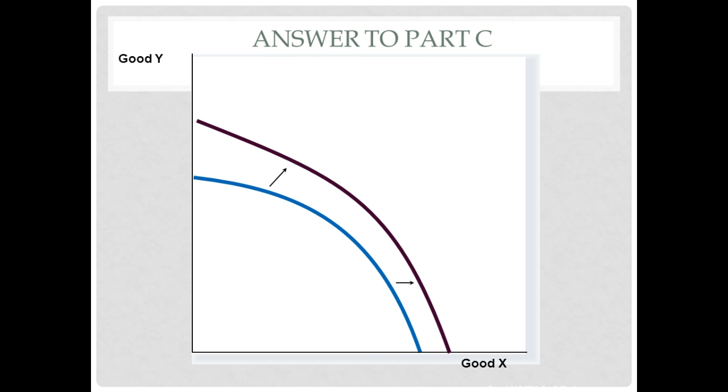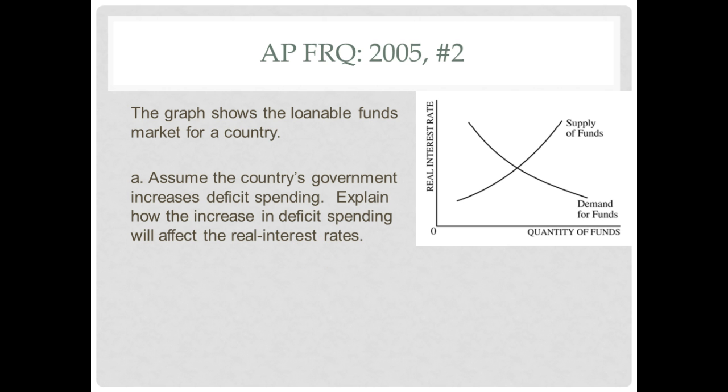Now let's look at one more question. Okay, we're going to move on to AP FRQ 2005 number 2, not to be confused with 2005B number 2, which is what we just did. In this question, they give you a graph of the loanable funds market, which you see over here. And they also make this statement, just that the graph shows the loanable funds market for a country. Part A says, assume the country's government increases deficit spending. Explain how the increase in deficit spending will affect real interest rates.